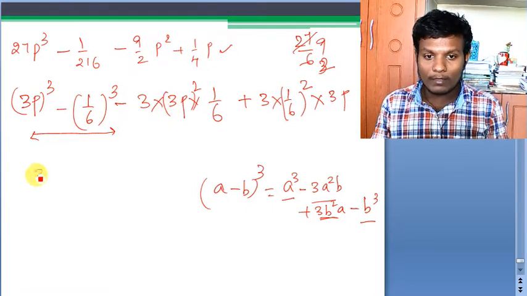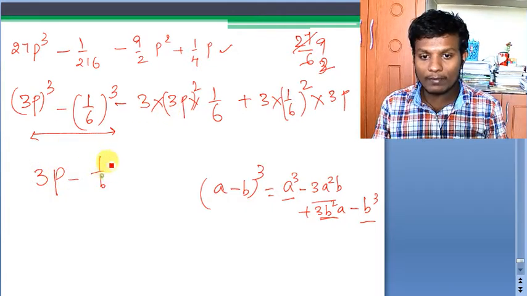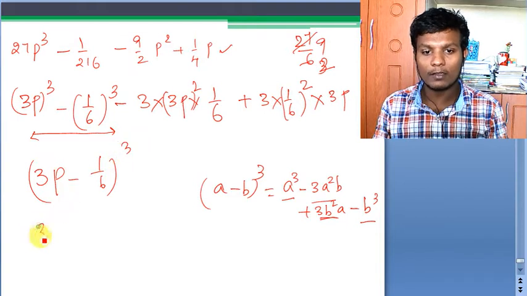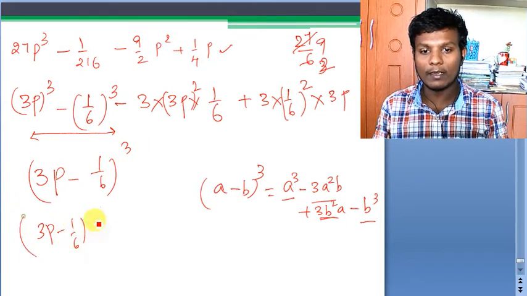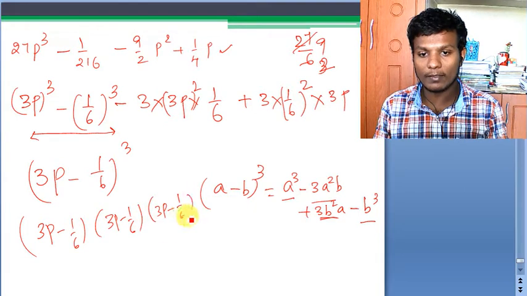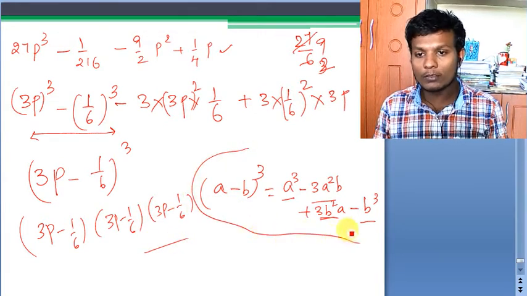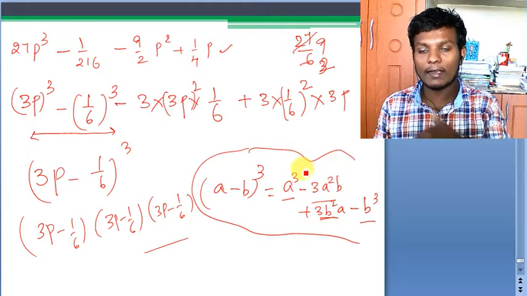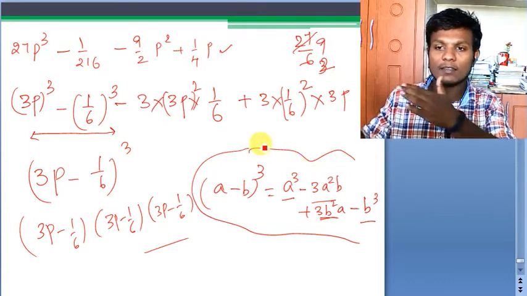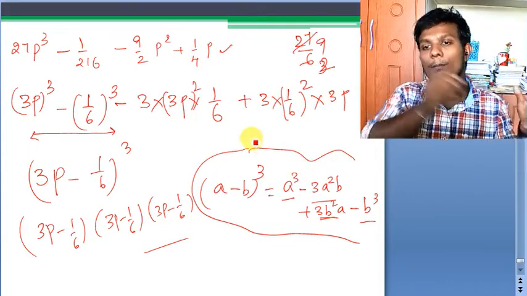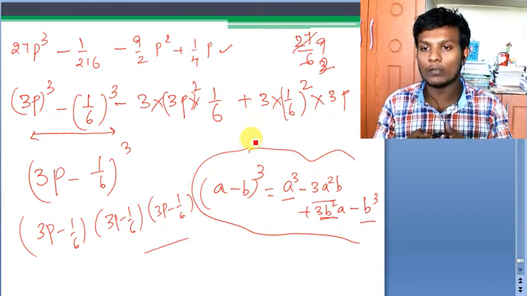So 3p minus 1 by 6 whole cube, which is nothing but 3p minus 1 by 6 into 3p minus 1 by 6 into 3p minus 1 by 6. So if you know this one, we should also be writing it in the reverse order. When an expansion is given and you write it as some product, that is factorization. That is what we basically call it.